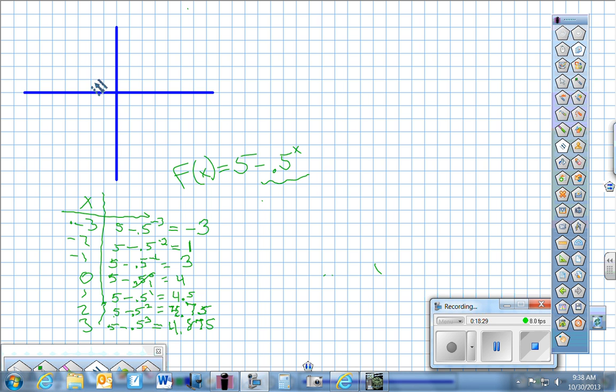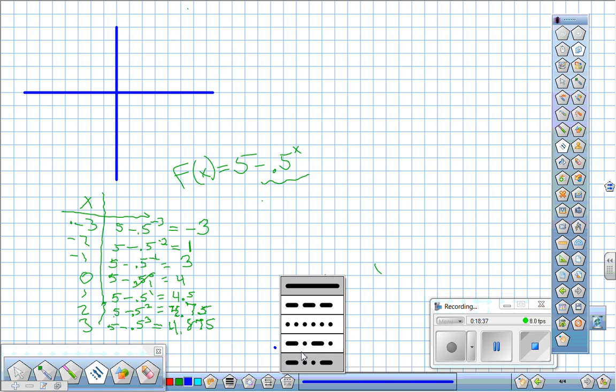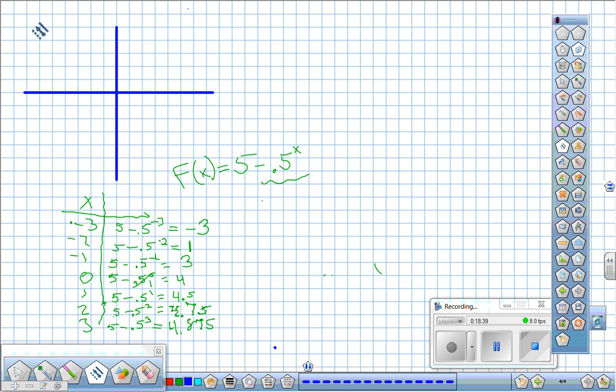So I'm going to go ahead and possibly try to draw my line at 5. That's at the top of my graph here. I'm going to draw a dotted line just so that I know that's basically where my asymptote is. It's not necessarily an asymptote, but it will never cross it. Okay, then I'm going to plot these points.